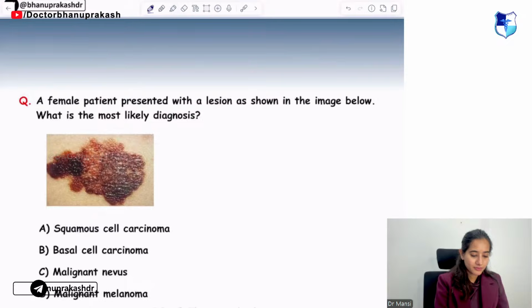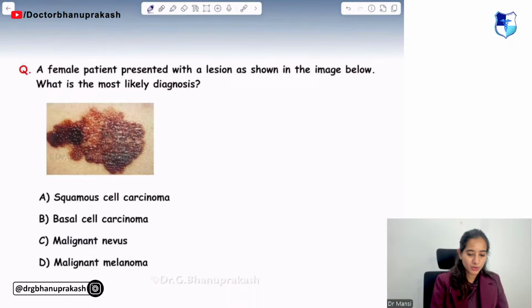Then we move ahead with a female patient presented with the lesion as shown below. What is the most likely diagnosis?